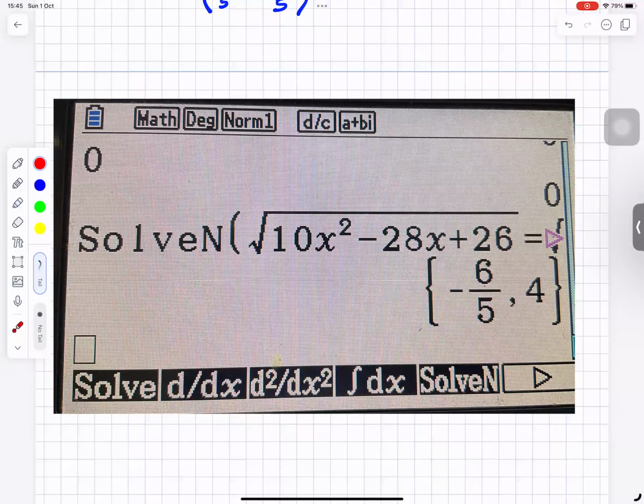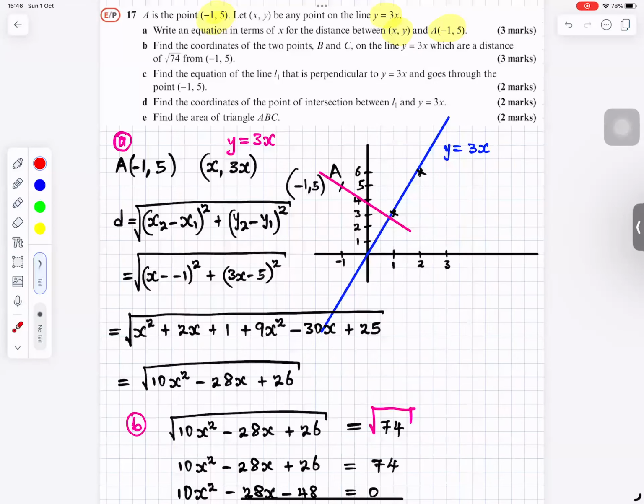I will use the graphics calculator, a function called solveN. I'll put the quadratic on left, square root of 74 on the right, and it gives me the two answers, minus 6 over 5, 4, before I even do the algebra. So that guarantees you make sure you get your A grade, because to make it to the top universities, you need an A grade, so you don't want to make silly mistakes.